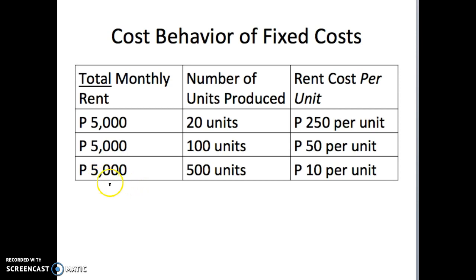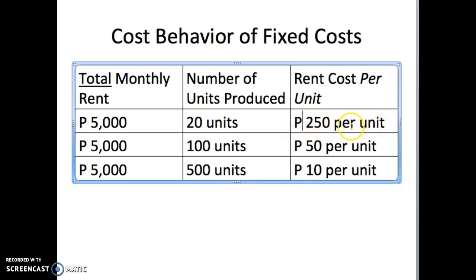However, what would change in this scenario would be the rent cost per unit, or what we call the fixed cost per unit. What will happen is if we actually divide 5,000 by 20 units, we will get the rent cost per unit, which is 250 pesos per unit. Meaning that for every unit produced, for every pen produced, we are consuming about 250 pesos for the rent.